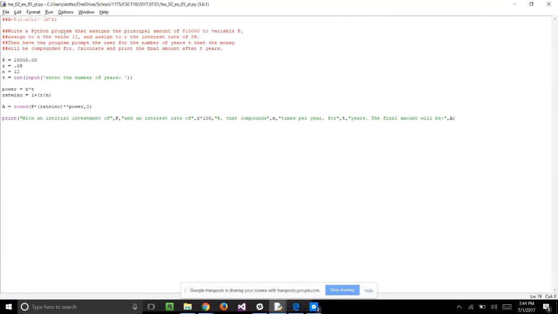So for the assignment, we were to assign a principal amount of $10,000 to the variable P, as in Papa, and then assign to N the value of 12, and then assign to R the interest rate of 8%, which is shown down here as just the decimal value of 8%, 0.08. Then we'll have the program prompt the user for the number of years in T that the money will be compounded for, and then calculate and print the final amount.